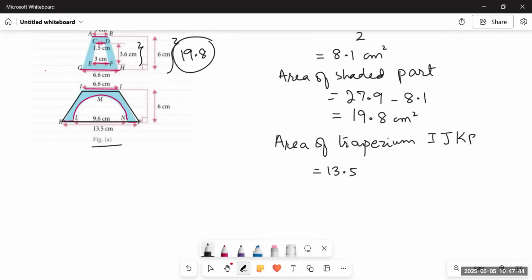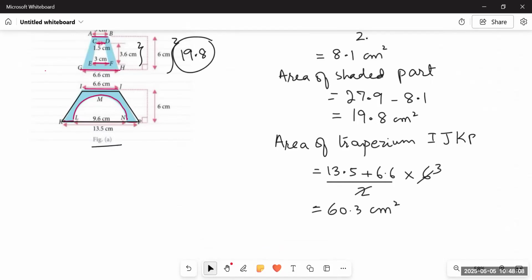So 13.5 plus 6.6 upon 2. And the height is given as 6 centimeters. So we'll multiply it by 6. We will cut these two. Then we will add 13.5 and 6.6, which is 20.1. And then we will multiply it by 3. So the answer is 60.3. So this is the area of the trapezium.